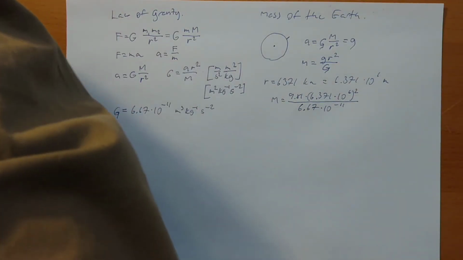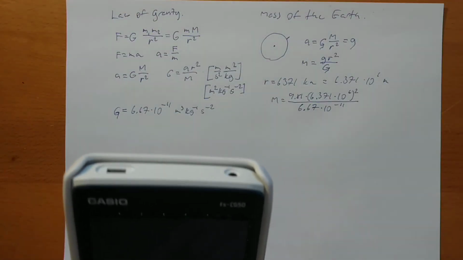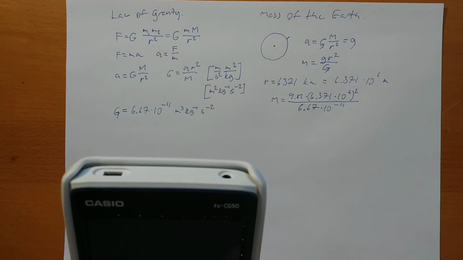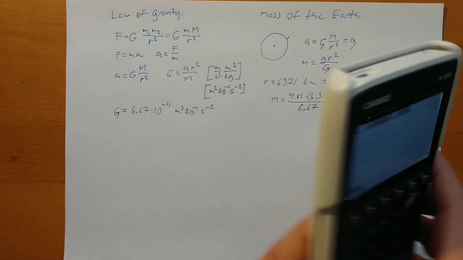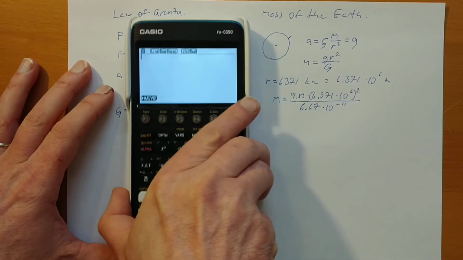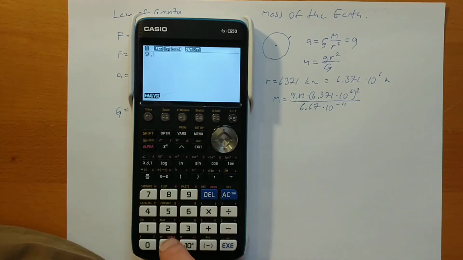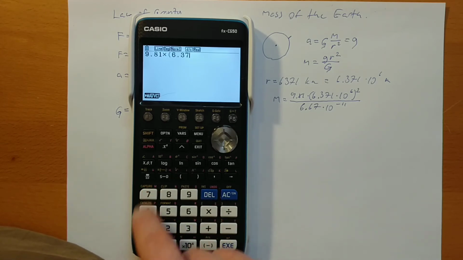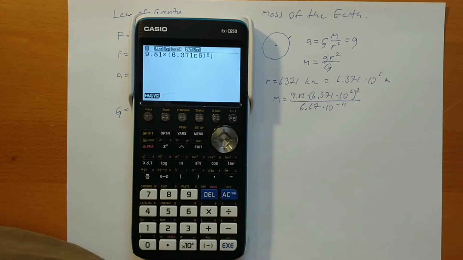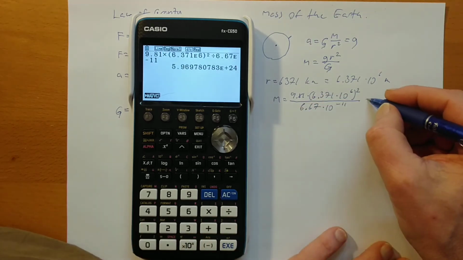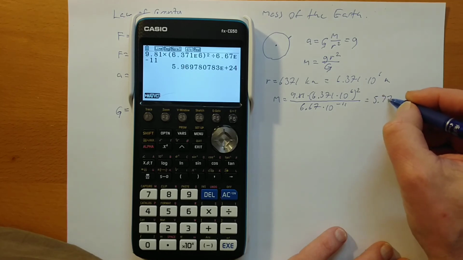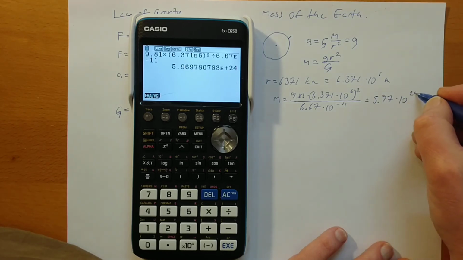So that comes to the calculator. And let's do the calculations. 9.81 times bracket 6.371 times 10 to the power of 6, and then square, divided by 6.67 times 10 to the power of negative 11, and out pops a mass of 5.97 times 10 to the power of 24 kilograms.